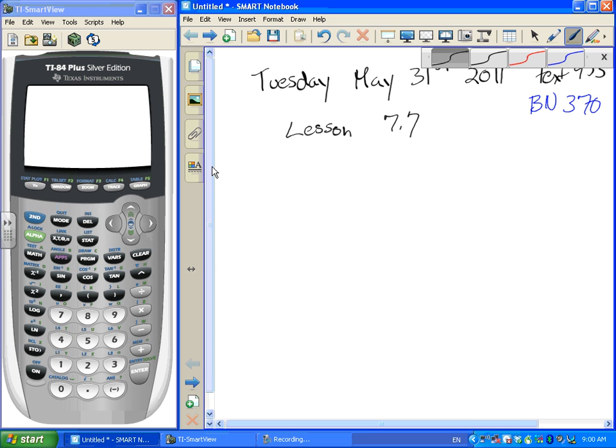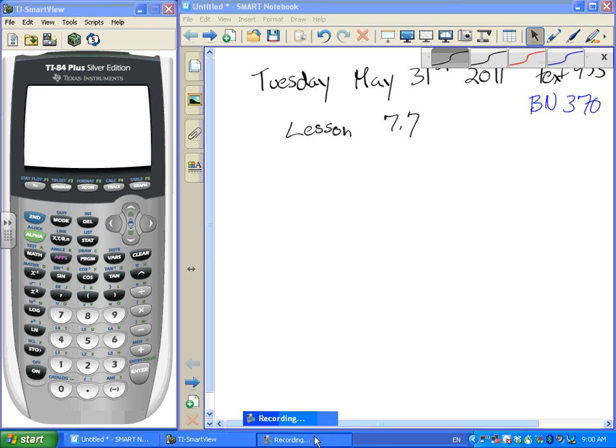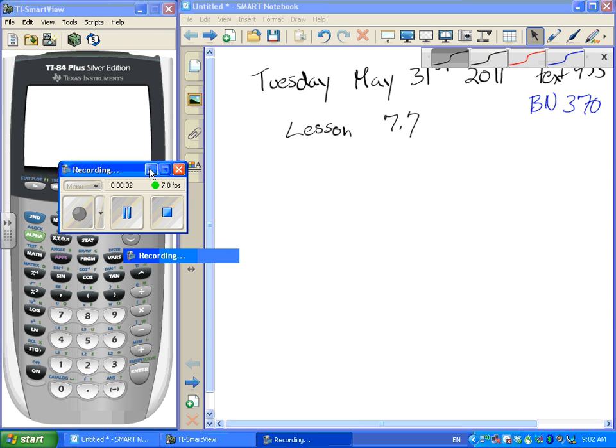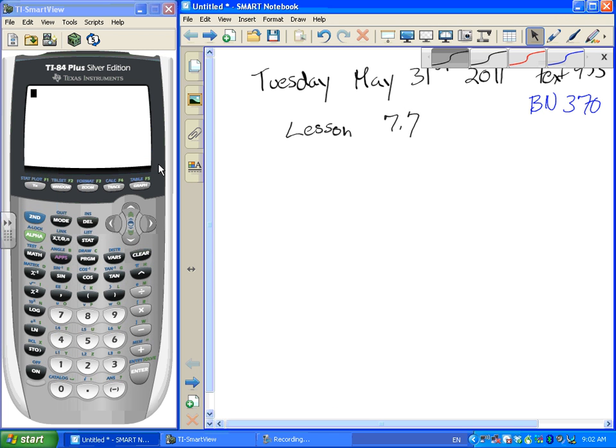So, we're working with a formula much like yesterday. We're going to go right into the formula for today, which was very, very similar to yesterday's formula. They use the same types of letters. So, P at N equal to PO, 1 subtract R, to the power of N.